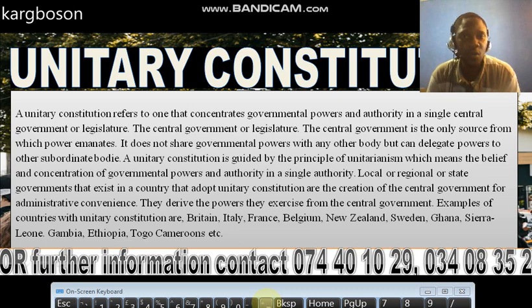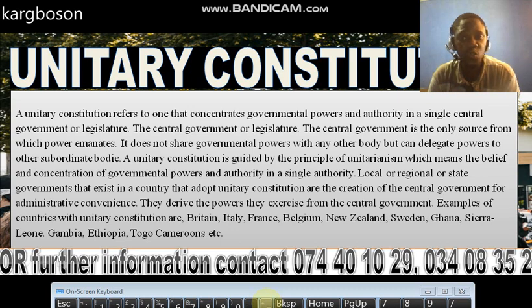A unitary constitution is guided by the principle of unitarianism, which means the belief in the concentration of governmental powers and authority in a single authority. So local, regional, or state governments that exist in a country that adopts a unitary constitution are the creation of a central government for administrative convenience. They derive the powers that they exercise from the central government.